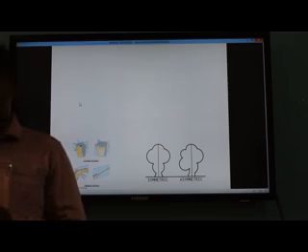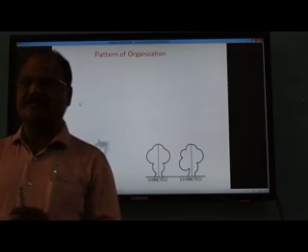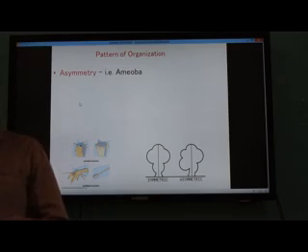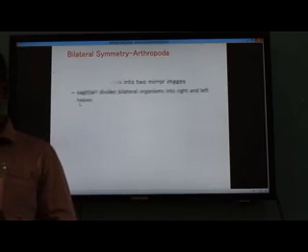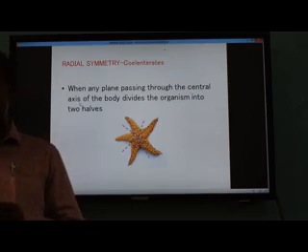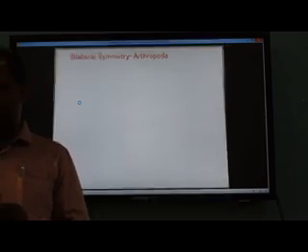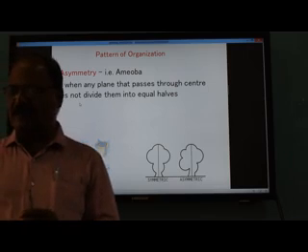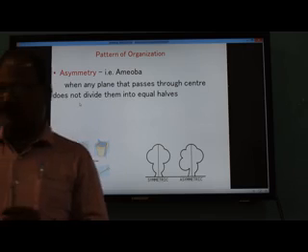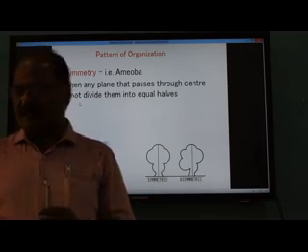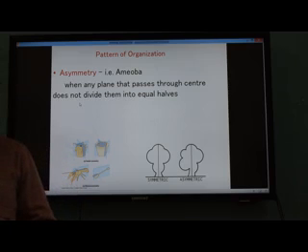Next, the patterns of organization. This is classified into different types: asymmetry, bilateral symmetry and radial symmetry. Asymmetry is seen in lower organisms like amoeba. It is a shapeless organism, where no plane passing through the center divides it into equal halves.